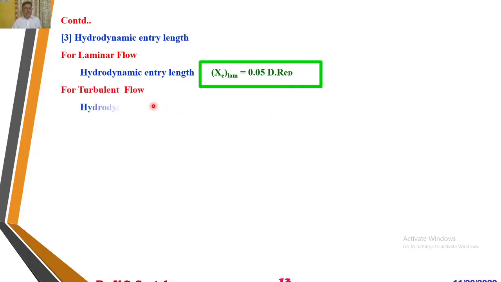And for turbulent flow, hydrodynamic entry length is independent of Reynolds number. It is represented by x_c,turb equal to 10D.